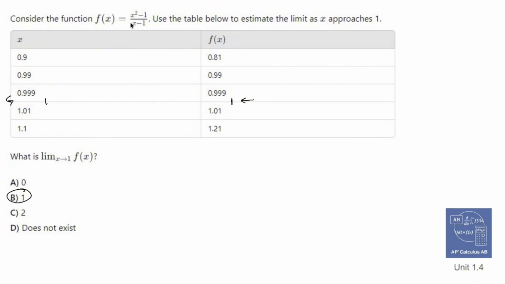Even though I can't plug 1 in, that's not the point. The point is, am I allowed to have something in this direction headed towards the same exact value in that direction? And in this case, that seems to be what's going on, and the answer is going to be 1.